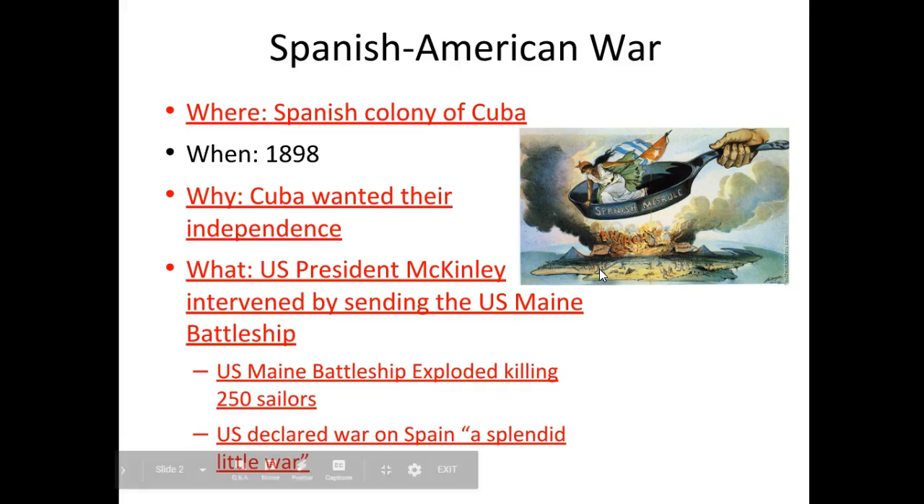This political cartoon right here does a great job of explaining kind of what Cuba was getting itself into. Here is a Cuban woman with a Cuban flag trying to essentially hop out of the frying pan and into the fire. So the idea of leaving Spain because Spain was mistreating them, but yet hopping into the fire of anarchy and continuously being mistreated again by even the United States.